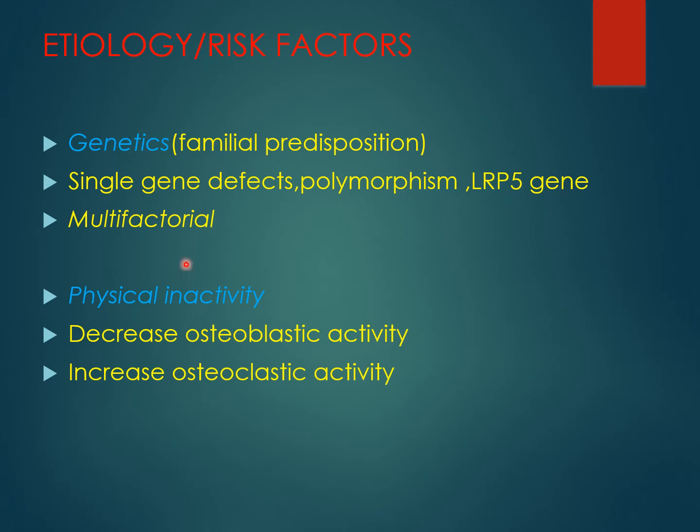Then you have genetic factors or familial predisposition, because it may run in the families. Sometimes there is single gene defects or polymorphism, especially in LRP5 gene, which actually controls bone metabolism. Multifactorial means that both environmental factors and genetic factors play a role. Physical activity plays an important role. If there is increased physical activity, this promotes osteoblastic activity. And if there is a decline in physical activity, there will be decreased osteoblastic activity and increase in osteoclastic activity, promoting osteoporosis.